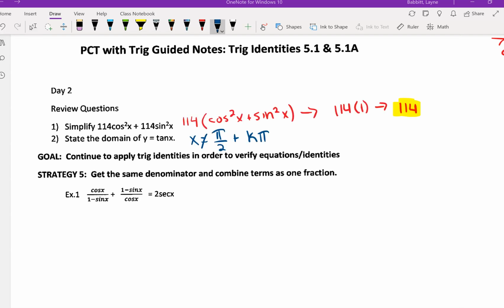Alright, those are the answers to the review, and now we're going to move on to the final three strategies for these identity proofs. The next strategy that we are going to use is to get the same denominator, common denominators, and combine terms into one fraction.